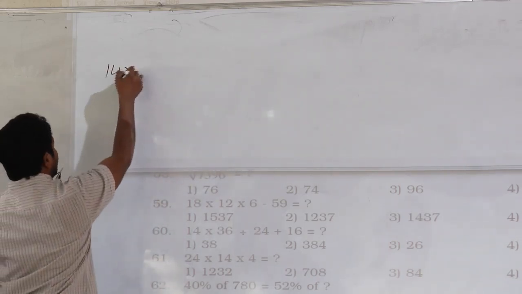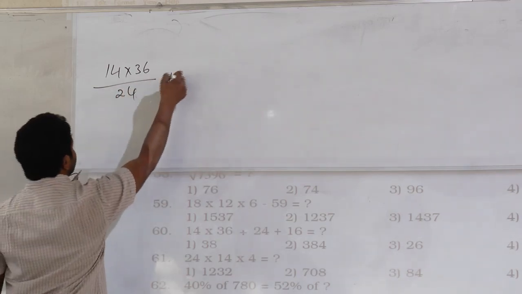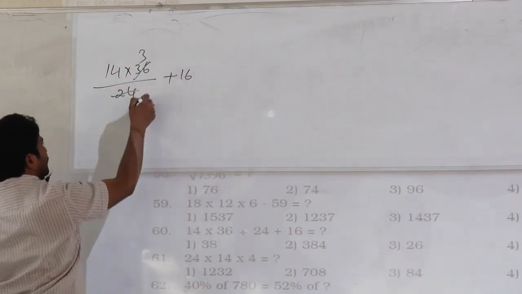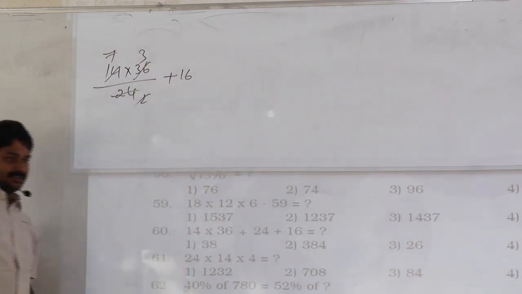Next, 14 into 36 divided by 24 plus 16. 12 3 times, 12 2 times, 2 7 times, 7 3 is 21. 21 plus 16, 37.